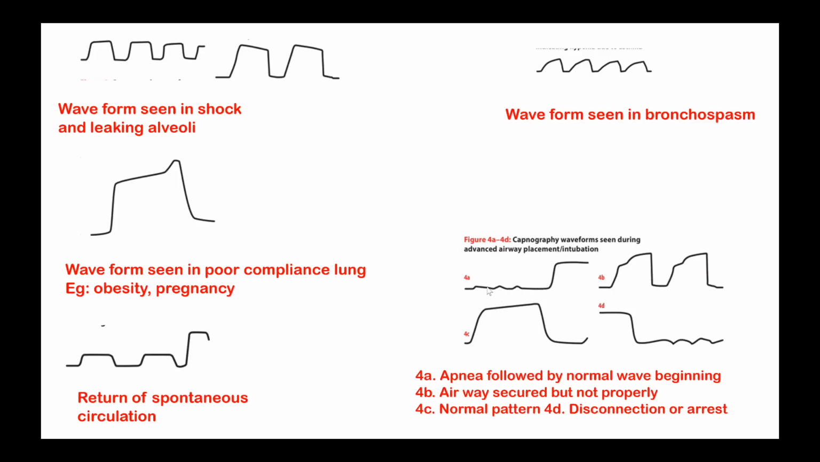That is the first one. Patient is apneic, suddenly starts breathing normally. The second is airway secured but not properly. Some intubation has been done, the waveform is not looking normal. The third is a normal pattern. So it goes up, the plateau is there, then it's coming down. So this is a normally placed airway. And the fourth is initially it has become normal, then again disconnected or arrest again. So this again becomes flat.